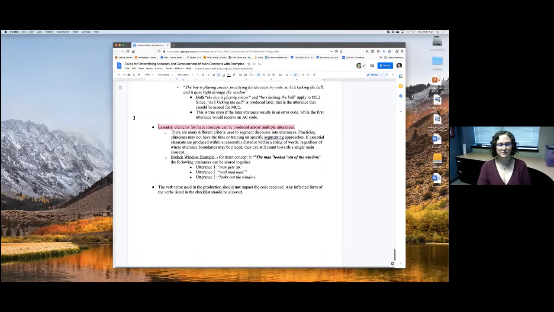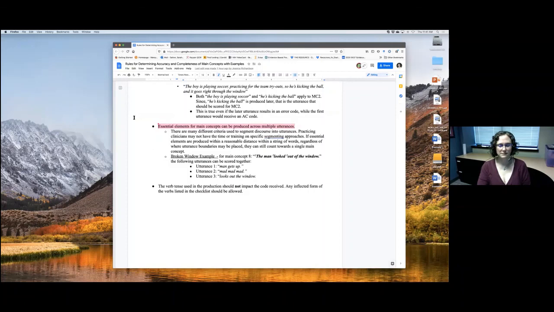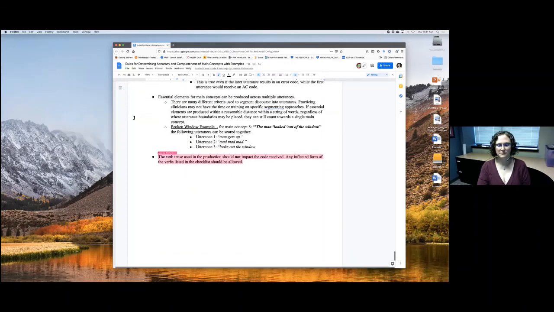Essential elements for main concepts can be produced across multiple utterances, and the verb tense should not impact the code received, and this relates to grammatical form.